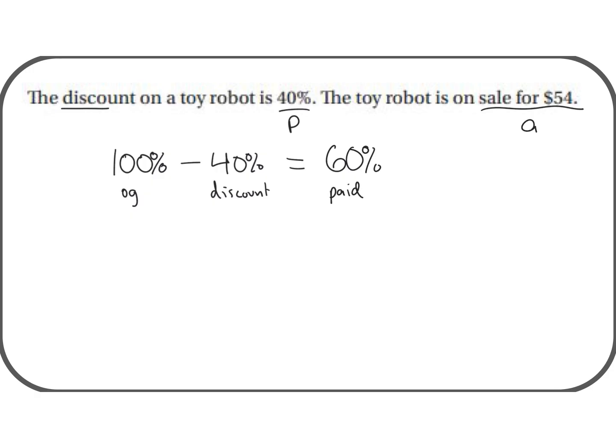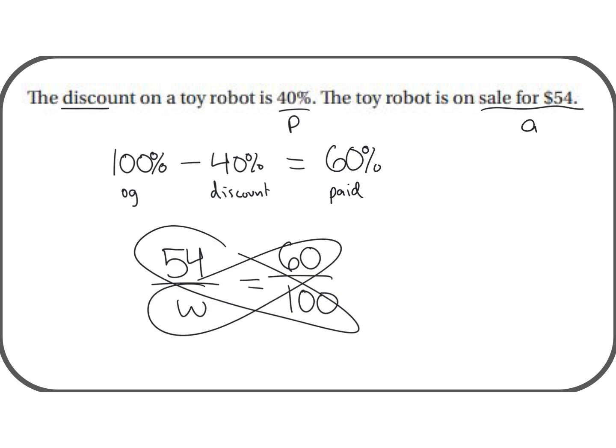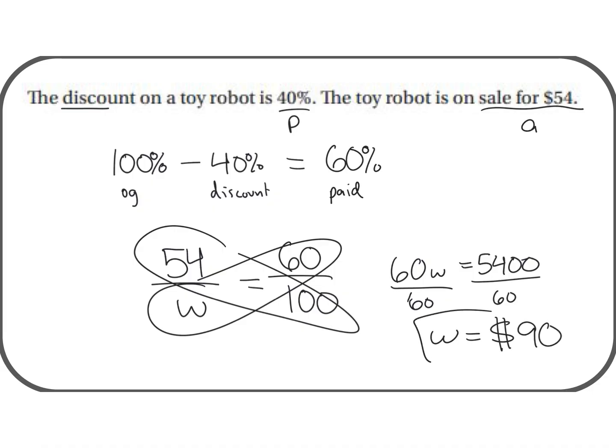So to set this up, A was 54. I don't know how much it cost at the beginning. However, I do know that I paid 60% of the original price. 54 and 60. So we get 60W equals 5,400. When we divide by 60, we get an original price of $90.